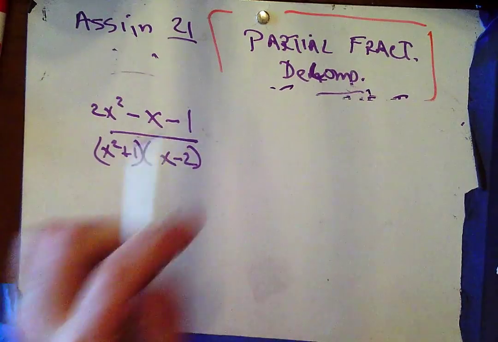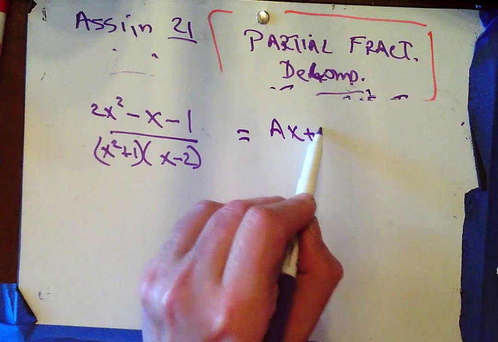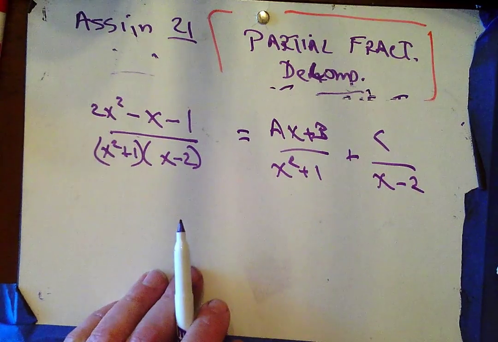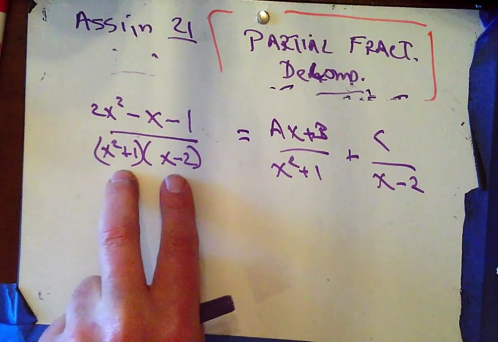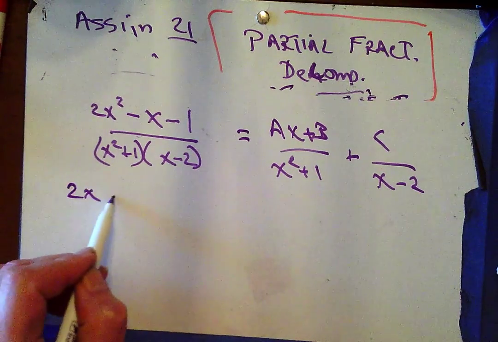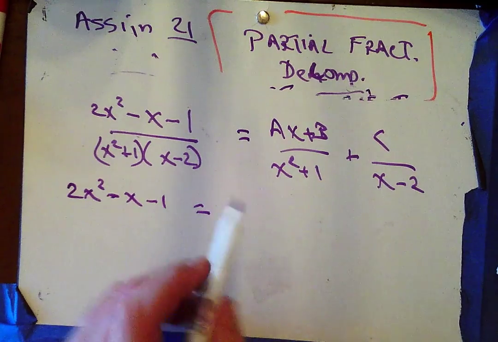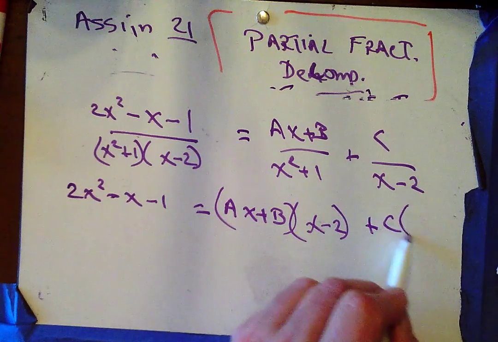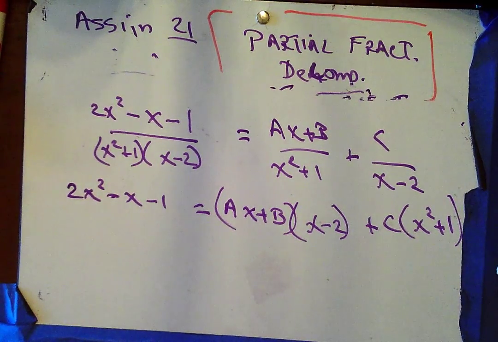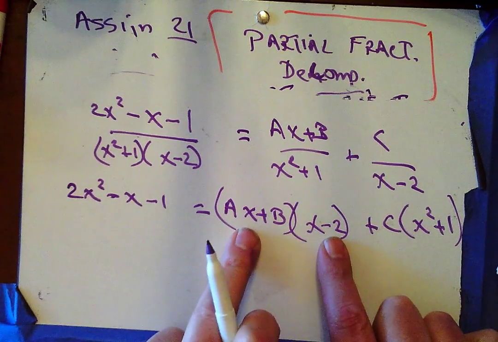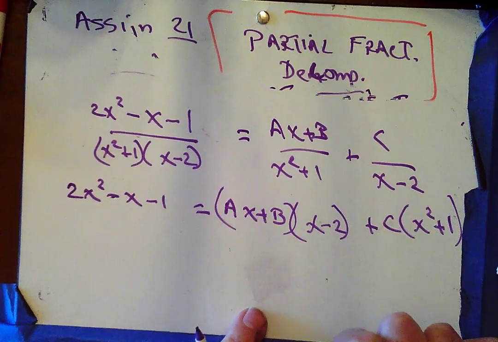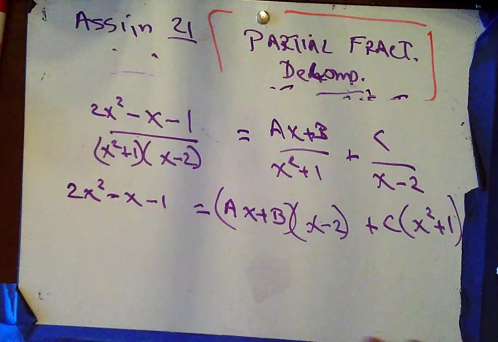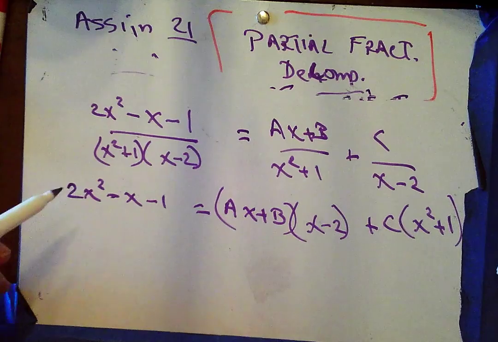I started with partial fraction decomposition, ax plus b over x squared plus 1 plus c over x minus 2. And when I multiply everywhere by my least common denominator, I'm going to have 2x squared minus x minus 1 equals ax plus b times x minus 2 plus c times x squared plus 1. Well, here I see two magic numbers, x equals 2 and x equals 0. So I could either do this with systems, or I could use two magic numbers and one not so magic number. And I think I want to demonstrate that.